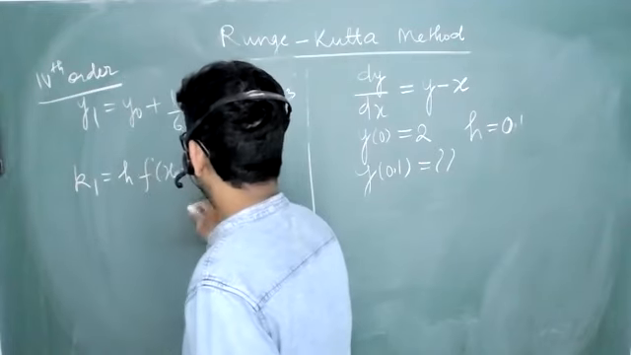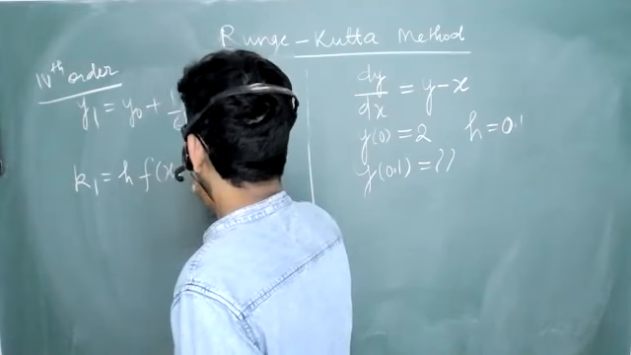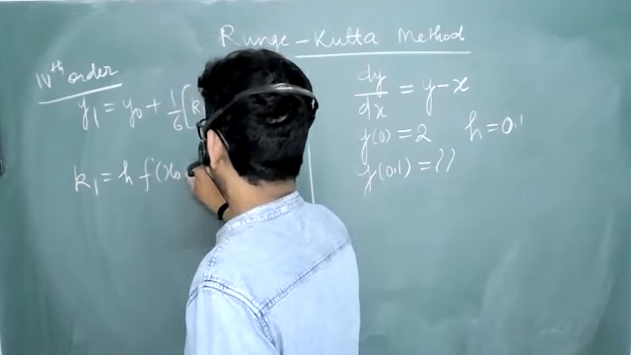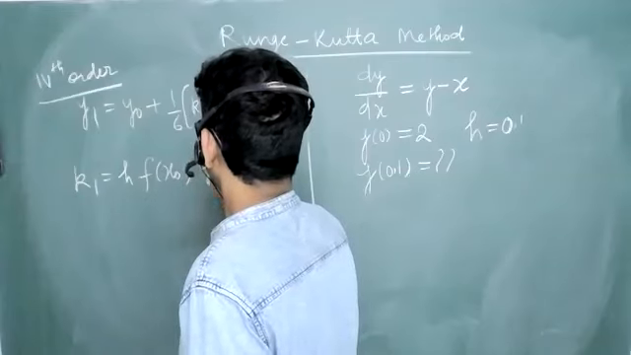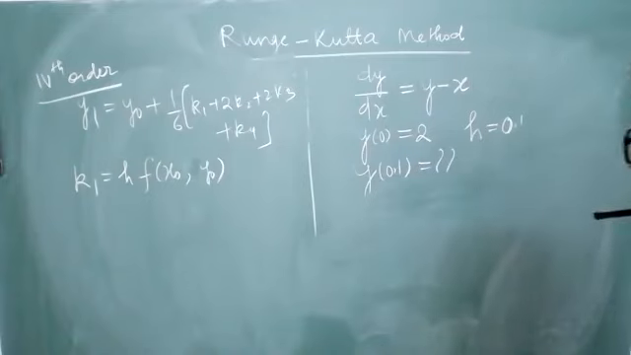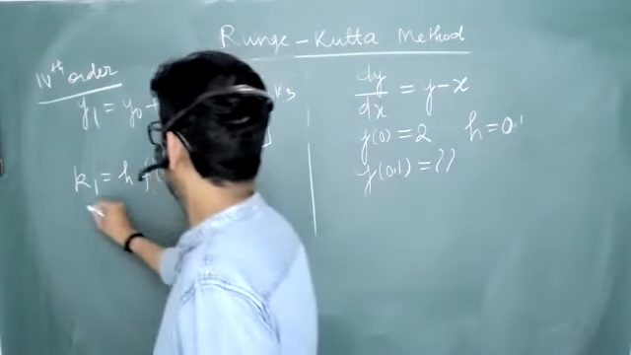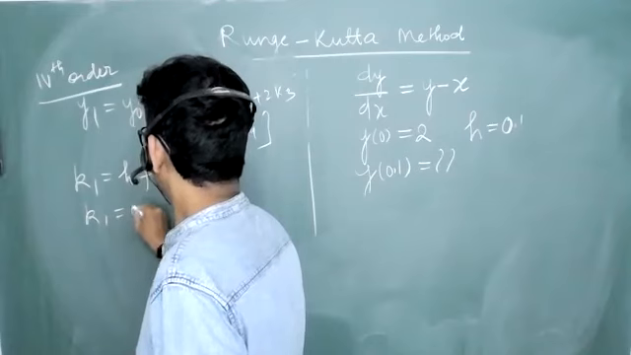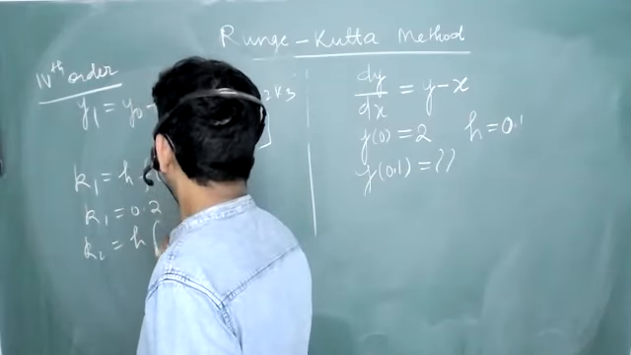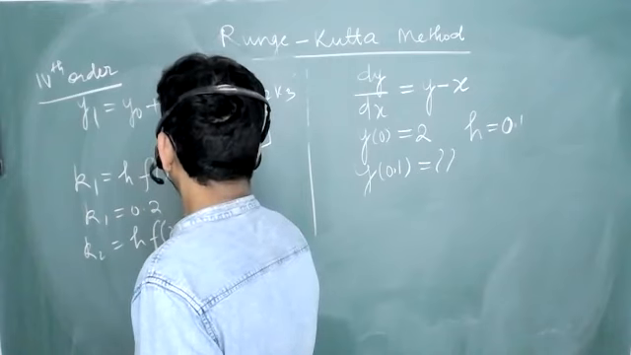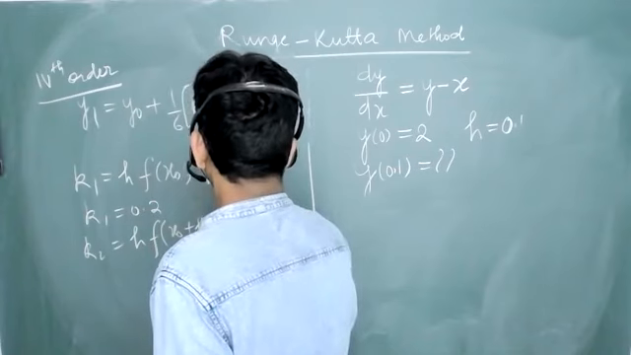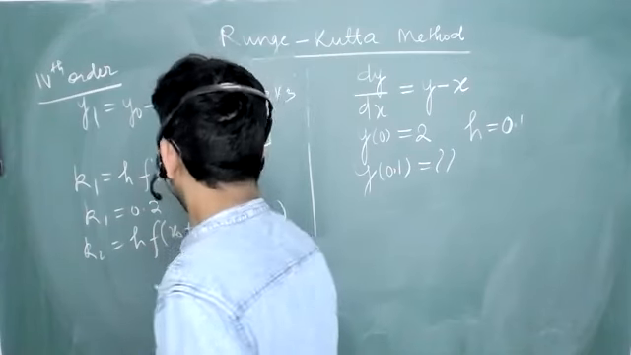x0, y0. What is this value? 0.2. So k1 is 0.2. Then k2 is h of f of x0 plus h by 2, y0 plus k1 by 2. 0.205.